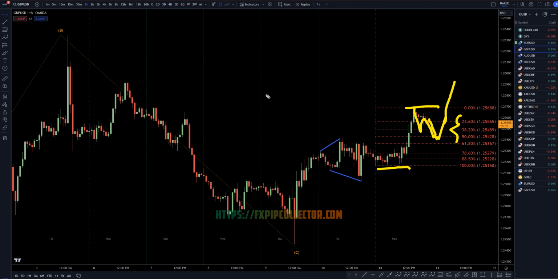We got a Powell speech tomorrow, and we got CPI this week for the dollar, so it's going to be very interesting to see how this all plays out. I think that this is likely to be the end of a correction back here, so I'm still very bullish until proven otherwise.